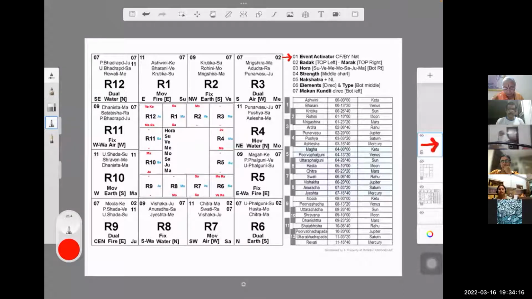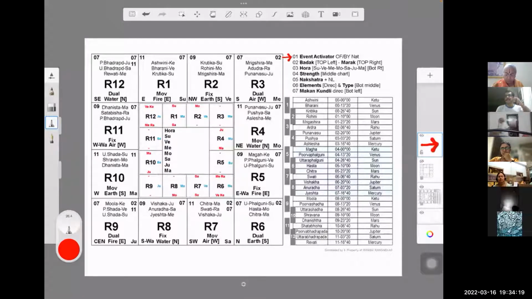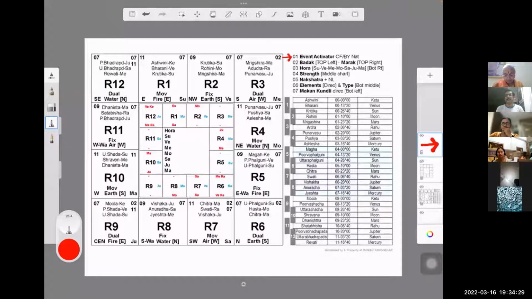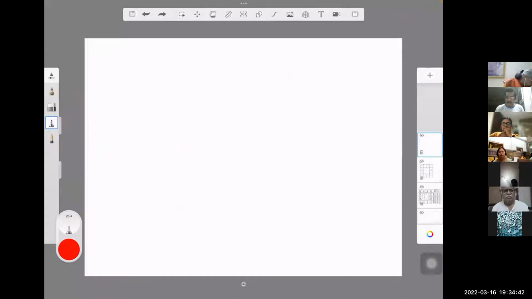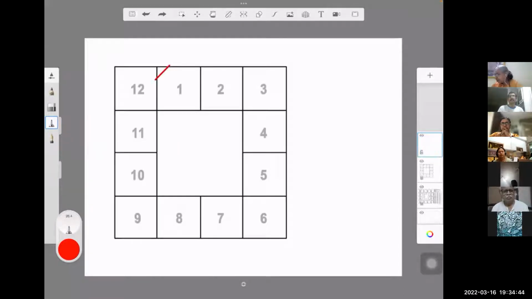Okay, so event activator. Now, like I said, this is the first time anybody has put all this together, so there are no names or any nomenclature over here. So basically, I have only given it some name, whatever it is. Event activator of and by native. What does that mean? This is one of the most important facets of the entire calculation. So what I will do is take a blank chart and explain on this.